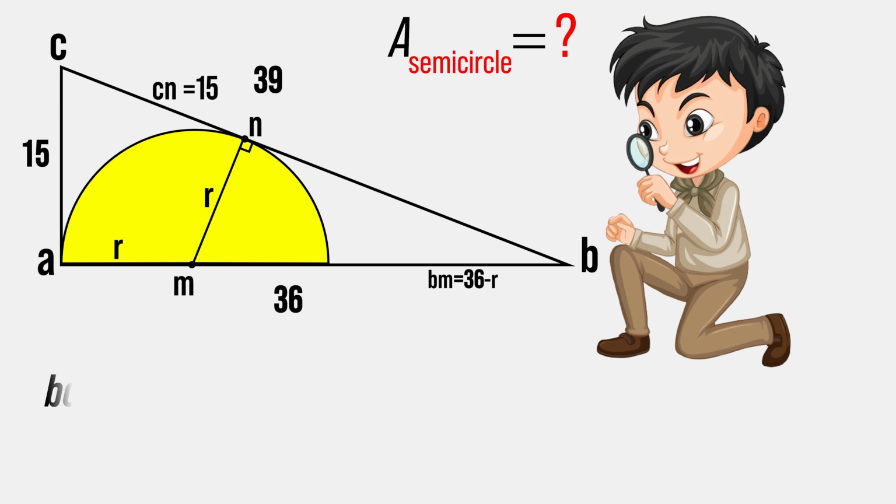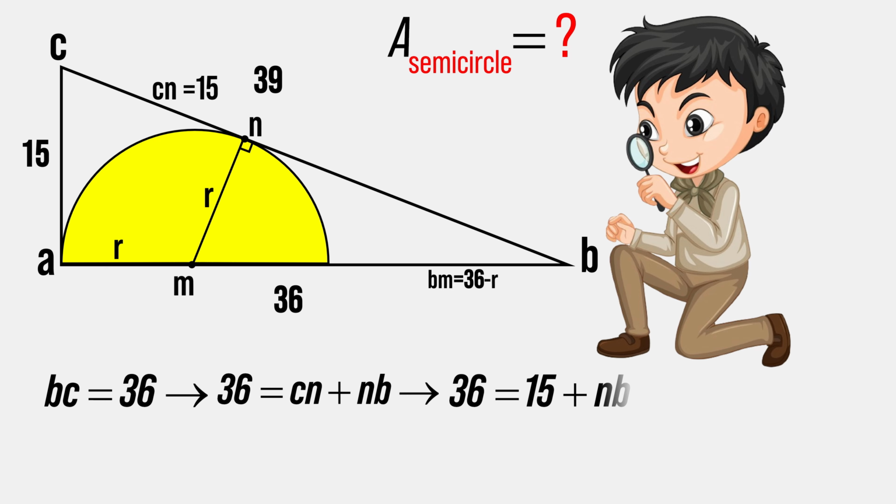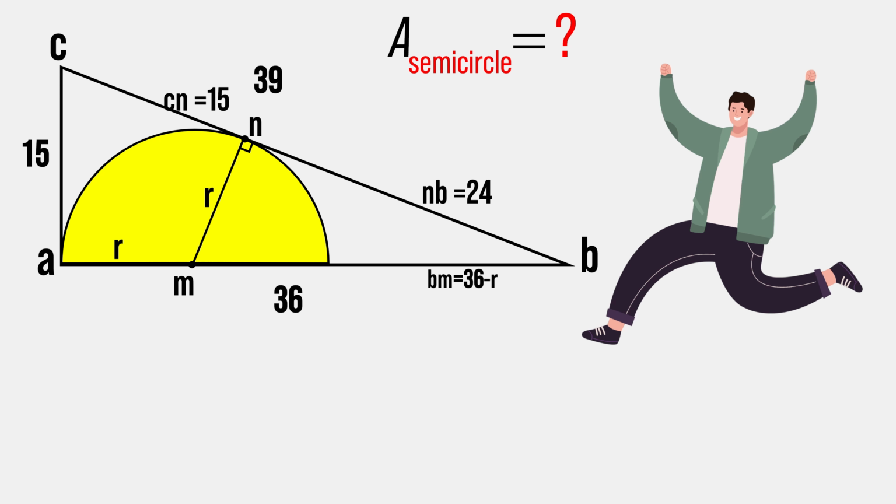Since the hypotenuse of the large triangle is 39, the remaining segment on that side is 39 minus 15 equals 24. Great. We're super close now. Now let's write the Pythagorean theorem for the smaller right triangle. The square of the hypotenuse equals the sum of the squares of the other two sides. (36 minus r) squared equals r squared plus 24 squared.